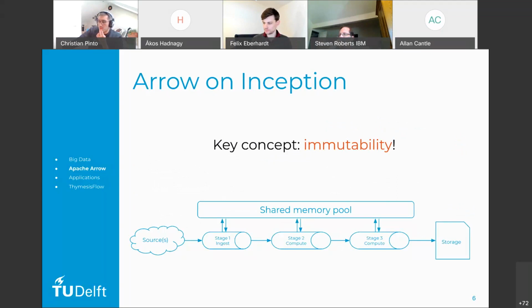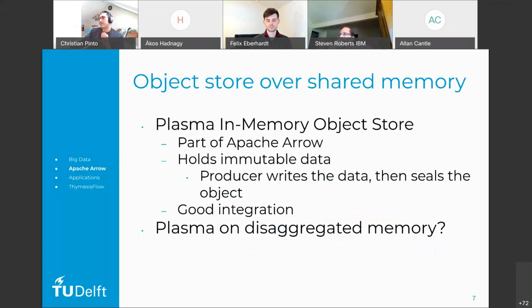And the key concept here is immutability, because even though this looks like a big shared memory pool, this is producer-consumer type, meaning that stage one produces the data, puts it somewhere, and then the rest of the stages can access it. So what do we need for that? An object store over a shared memory.